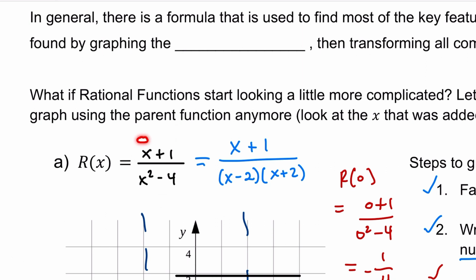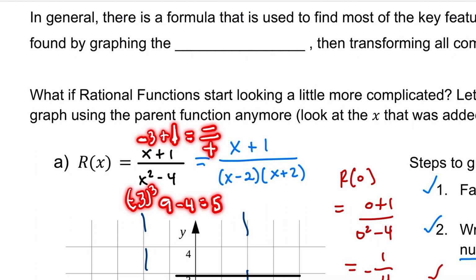So -3 plus 1 is going to be negative, and that's going to be divided by whatever we have at the bottom. So -3 squared is 9, and then minus the 4 right next to it, that's equal to 5. But with 5, all we care about is the fact that it's positive. So if you look here, we have negative divided by positive. And ultimately, when we plugged in -3, our result is negative, because negative divided by positive is negative.